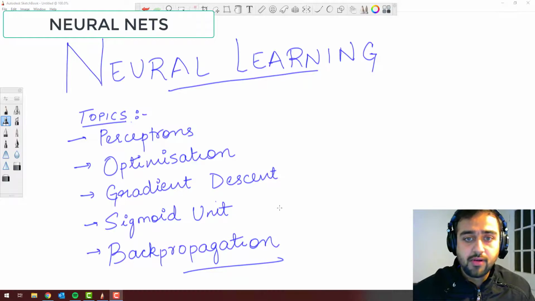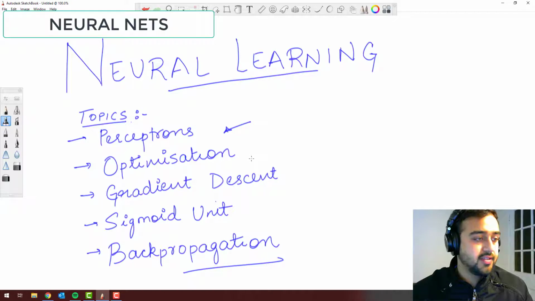We'll be covering the following topics. We'll start off with perceptron learning, then we'll proceed on to optimization, then I'll explain gradient descent, sigmoid unit, and then we'll cover the topic of backpropagation.